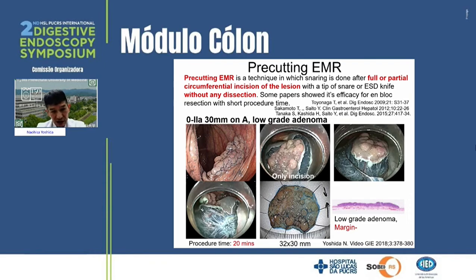As you can see, this kind of 30 millimeter lesion is now first mucosal incision is performed, but only incision, no dissection. And then snaring is performed like that. And as you can see, within 20 minutes, this lesion was resected en-bloc. And histopathological results showed low-grade adenoma without any margin.